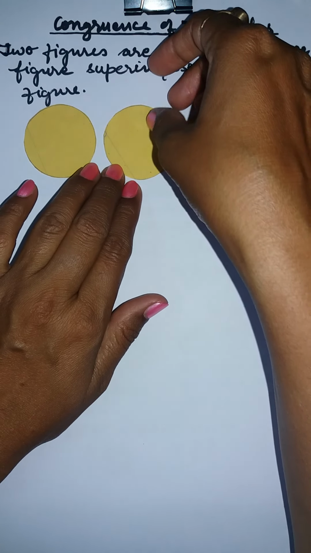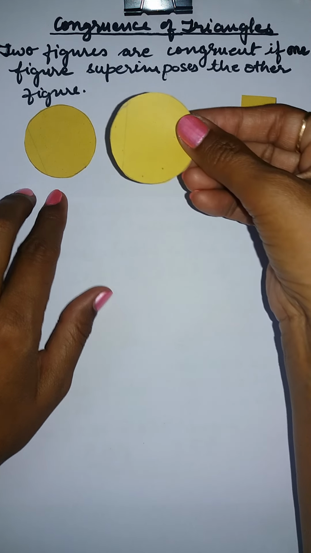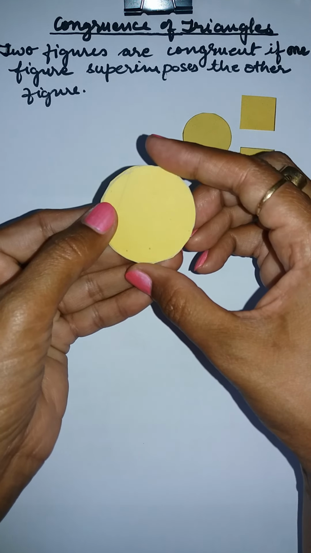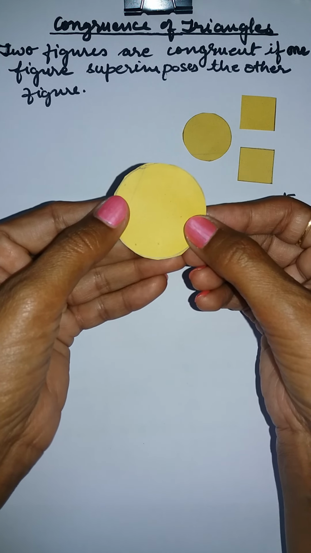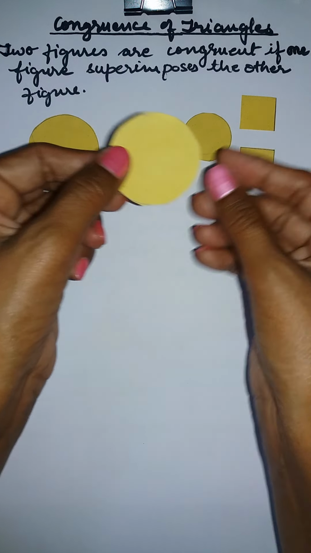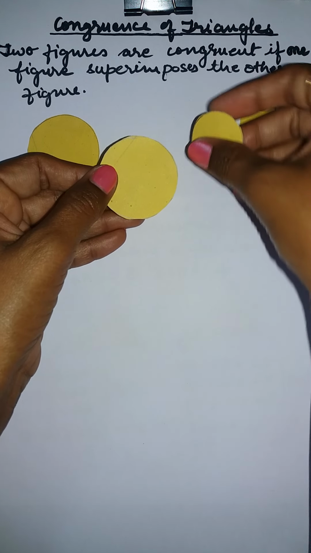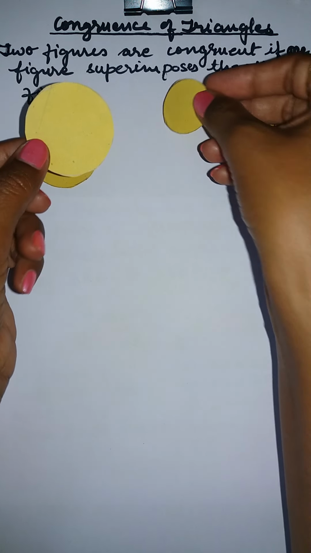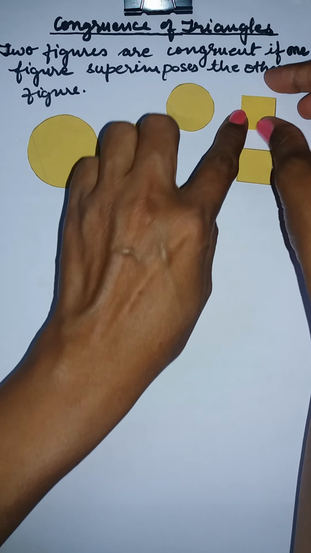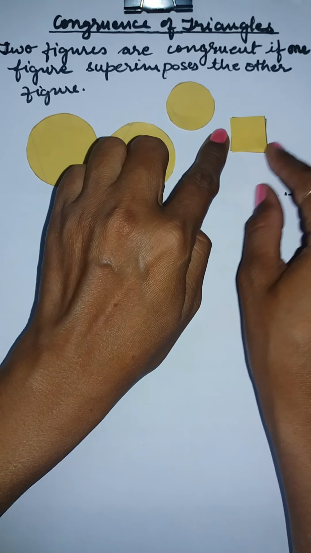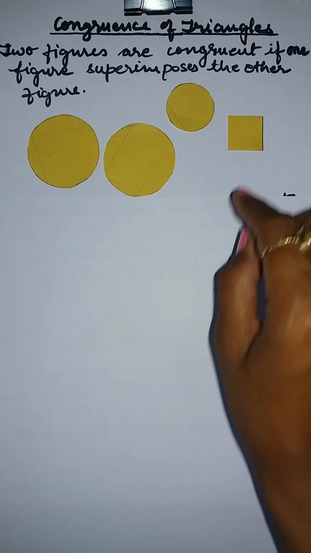So in this case, we find that this circle and this circle, if put one on the other, hide completely each other. They superimpose each other exactly. It means the two circles are congruent. But if I put this small circle with different radii, they are not hiding each other completely because one is smaller than the other. This is a square, and if I put this square on the other square, it hides the other square exactly, so they are congruent squares.